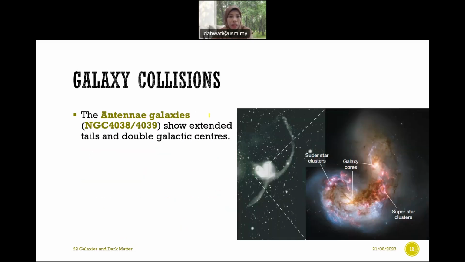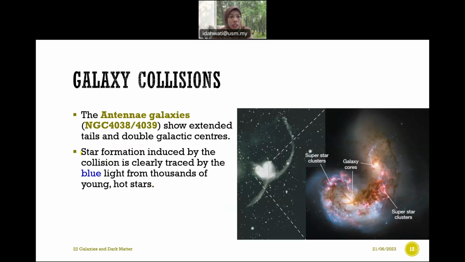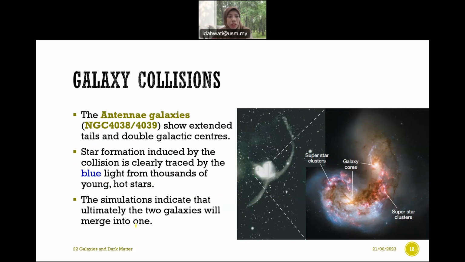Okay, and this is the Antenna Galaxy, showing the extended tails and double galactic center. Star formation induced by the collision is clearly traced by the blue light from thousands of young hot stars. And this simulation indicates that ultimately the two galaxies will merge into one.